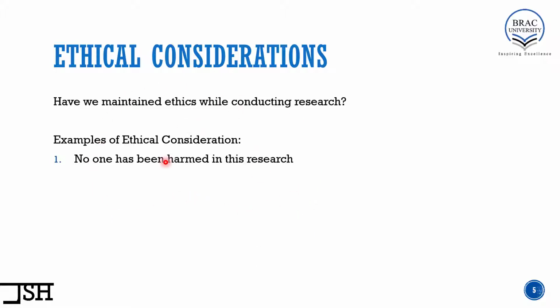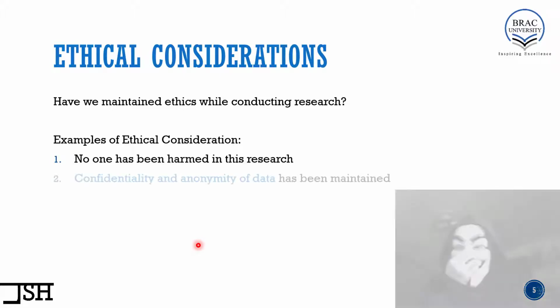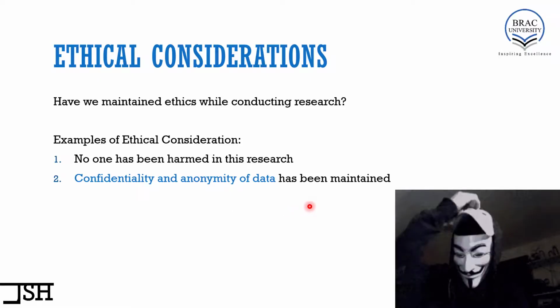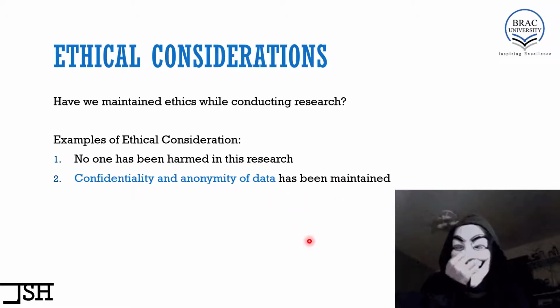In many scientific research, the scientists need to ensure that yes, no harm was done while conducting this research. This ethical consideration is not that much applicable to business research. What are the ones that are more applicable to the business area? Let's move on to some of those examples. Number two, confidentiality and anonymity of data. This is very, very important.